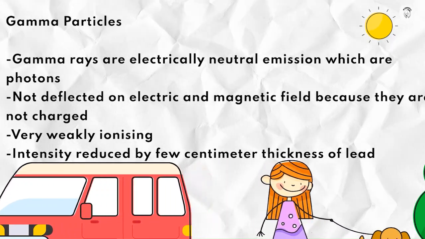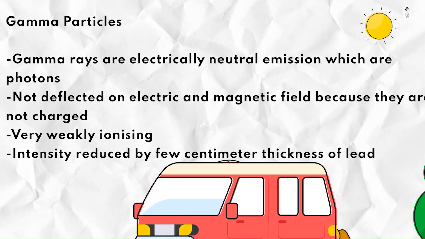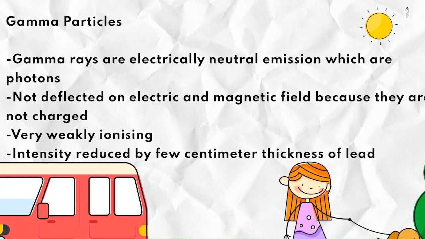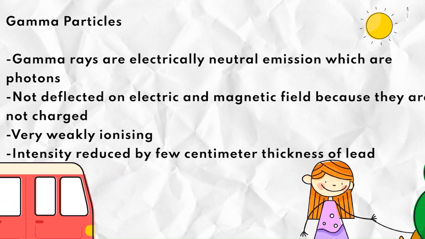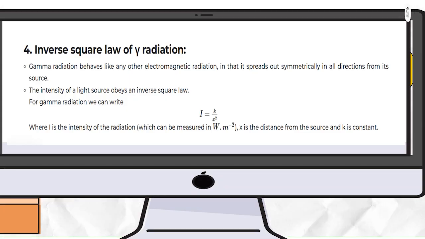For gamma radiation, remember that it behaves like any other electromagnetic radiation. It spreads out symmetrically in all directions from its source, and therefore it obeys the inverse square law. What is the inverse square law? It states that the intensity of radiation is inversely proportional to the square of the distance from the source. In the equation in front of you, I = k/x², k is a constant. The units for the intensity come out to be Webers per meter squared.